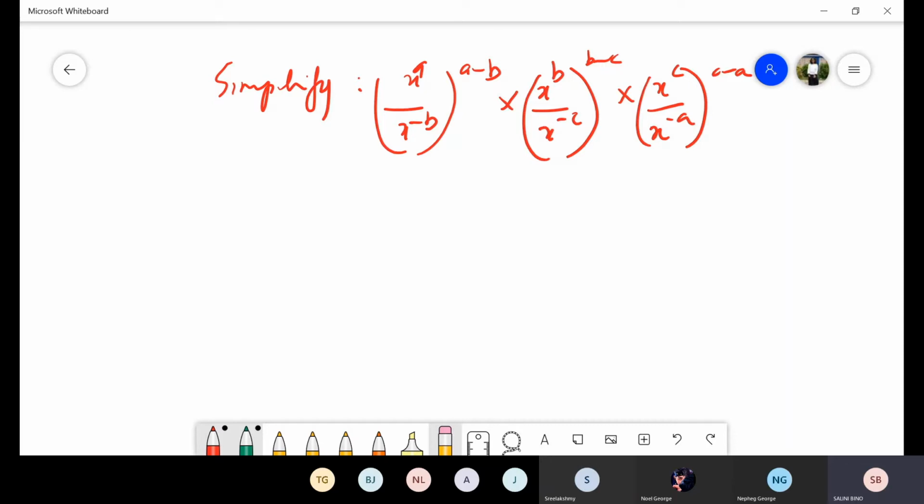Can you do this? So here we can apply the law of exponents. X raised to a by x raised to b will be x raised to a minus b, right? Law of exponents. Use that and give me the answer.